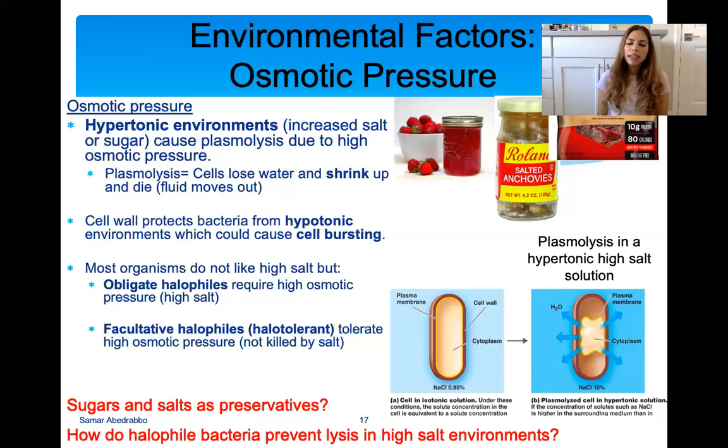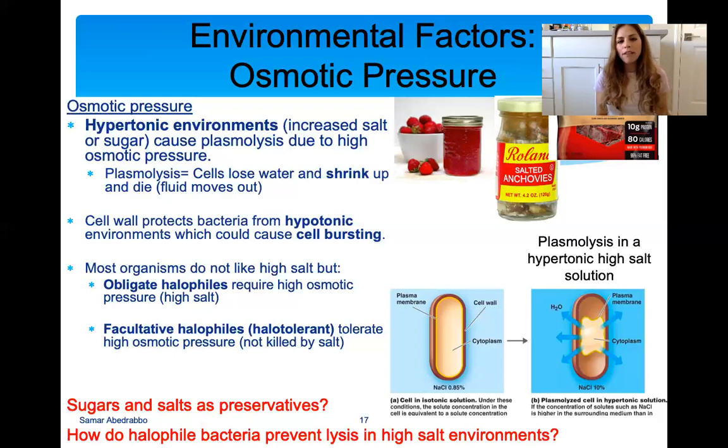So there are organisms called halophiles. Halo means salt, phile means loving. Obligate halophiles are organisms that require very high osmotic pressure, high salt to grow. So they cannot grow unless you have high salt. And a lot of, for example, ocean microbes are obligate halophiles. There are also facultative halophiles. These are organisms that can tolerate different salt concentrations. They're not killed by it.